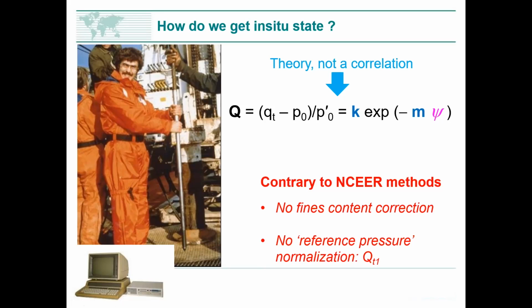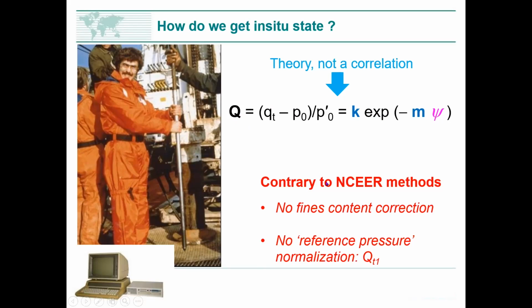And what we find is theoretically, and I'm going to demonstrate where the theoretical comes from in a second, the normalized tip resistance, which is Qt minus p0 over p0', is a very simple exponential function of the state parameter. k and m are soil-specific properties, and you have a very simple equation. You can, of course, invert it so the state parameter is just log of Q over k, divided by m.